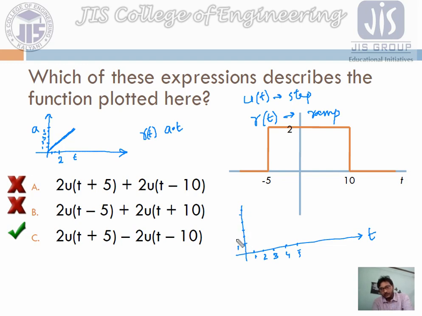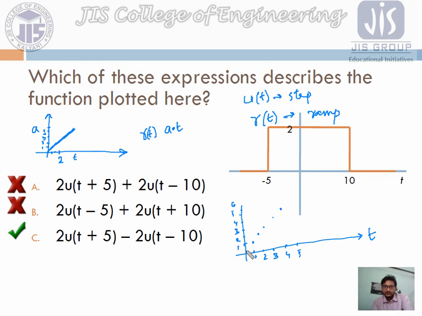So 1, 2, 3, 4, 5, 6. Suppose we are getting at t equals 1 the signal having the value of 1, at t equals 2 the signal having the amplitude of 2, at t equals 3 the signal having the amplitude of 3, at t equals 4 the amplitude of 4, like that, at t equals 5 the signal having the amplitude of 5.